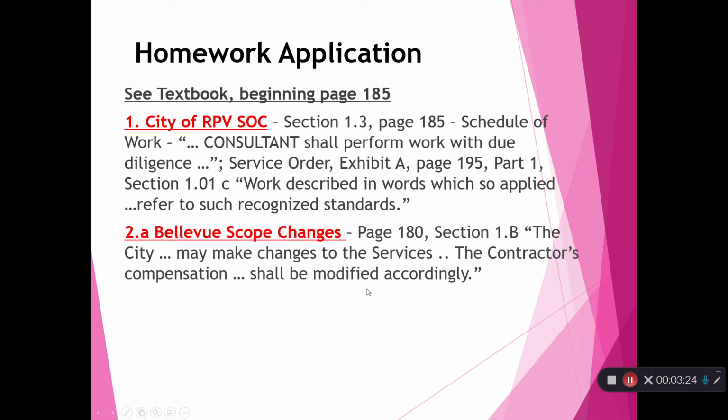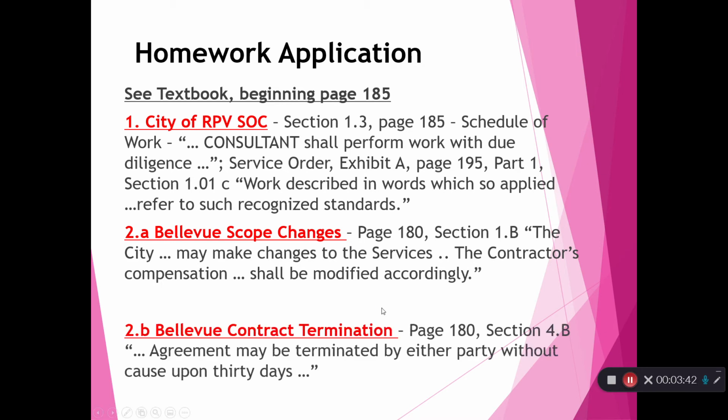When we talk about scope changes under the Bellevue contract, we find under page 180, the city may make changes. That doesn't sound reasonable, but what makes it more reasonable is the contractor's compensation will be modified accordingly. So there'll be adequate payment. It has to be negotiated. And then we find in terms of termination of a contract in the Bellevue contract, part B of question number 2, page 180, section 4.b, the contract may be terminated by either party without cause.